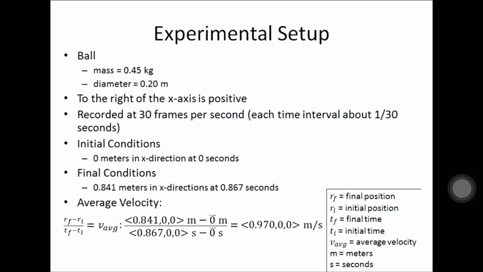I would have used my initial conditions to calculate my initial velocity, but seeing as how the position is 0 and the time is 0, which would imply that my object was at rest for the entire video, I used the average velocity, which I calculated by taking the difference of the final and initial positions over the difference of the final and initial times, which resulted in an average velocity of 0.970 meters per second in the x direction.